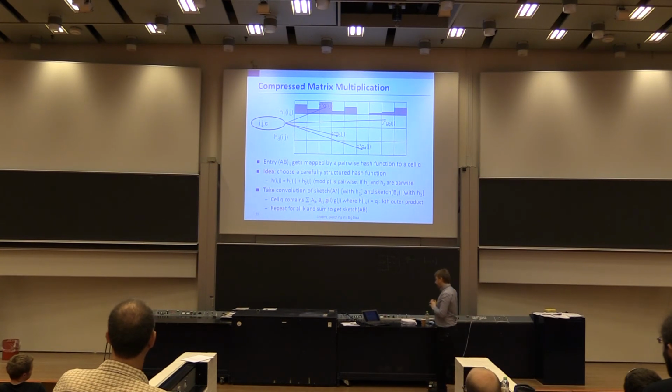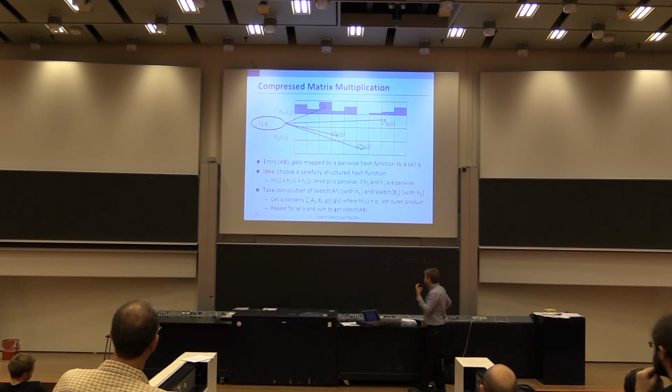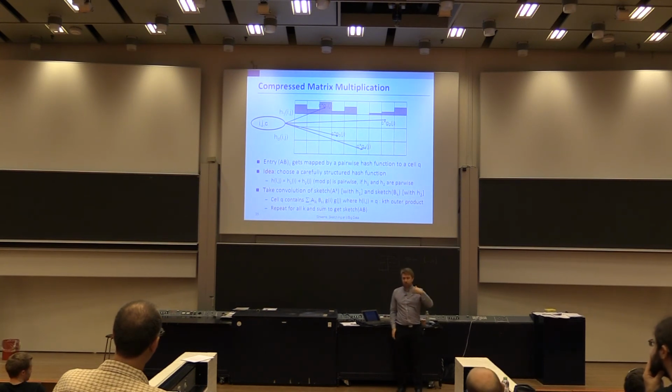So roughly speaking, if I take the convolution of these two sketches, I get a sketch of the outer product. Once I have that sketch of the outer product, then that's the sketch of the kth outer product. So I sum this up over all n different outer products, and I end up with a sketch of the matrix product.